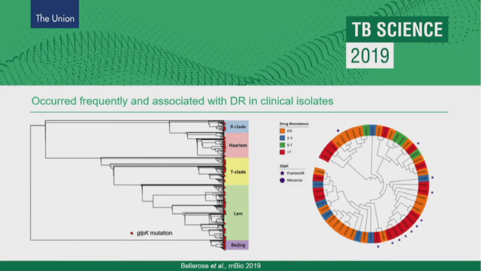As you see in the right-hand side figure, the dark star is the isolate with the GOPK frameshift mutation. And as you see, almost all of them are red, meaning they are resistant to more than 7 drugs. So based on this, I want to introduce my hypothesis.